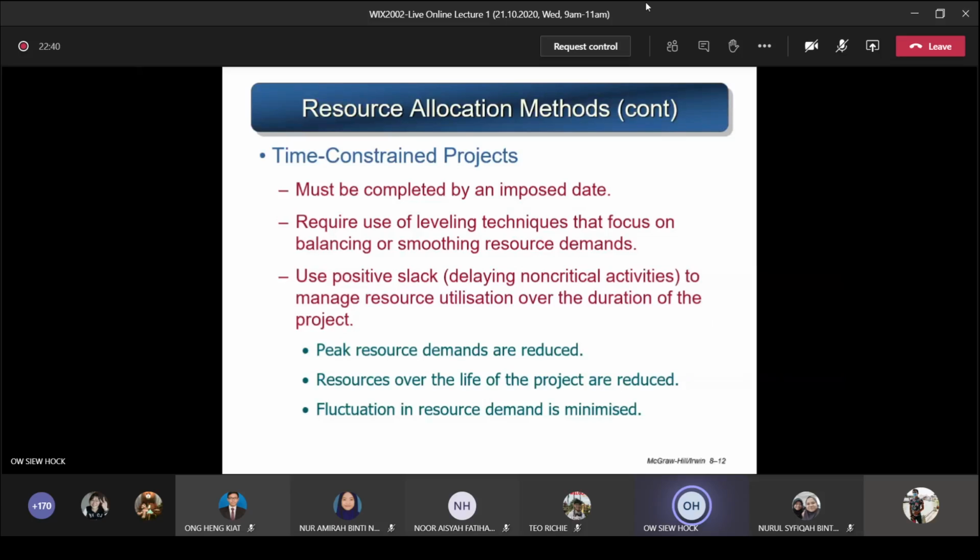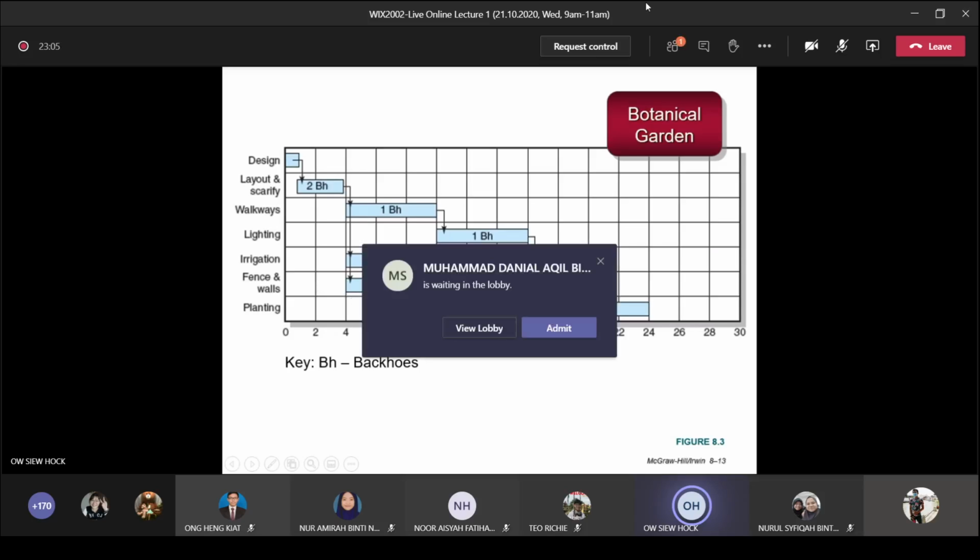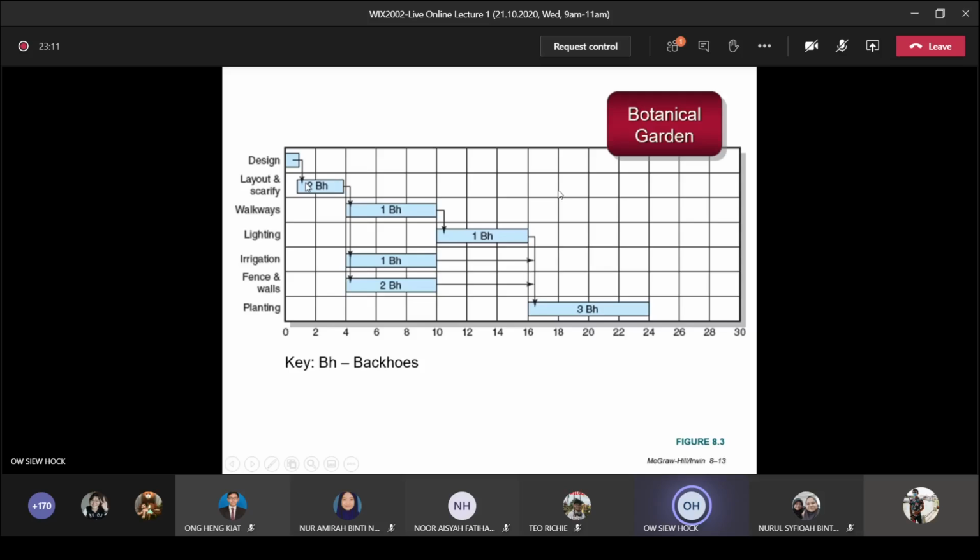Let's see an example here. This is the botanical garden project. You can see the BH here stands for backhoes. Here you want to build this botanical garden. You start with design, and then you have the layout as clarified, and then you build the walkways, and then you install the lightings, and you do irrigation, you do the fencing and walls, and then you do the planting. You can see the flow, the sequence of the activities from design, and then go to the next and so on.